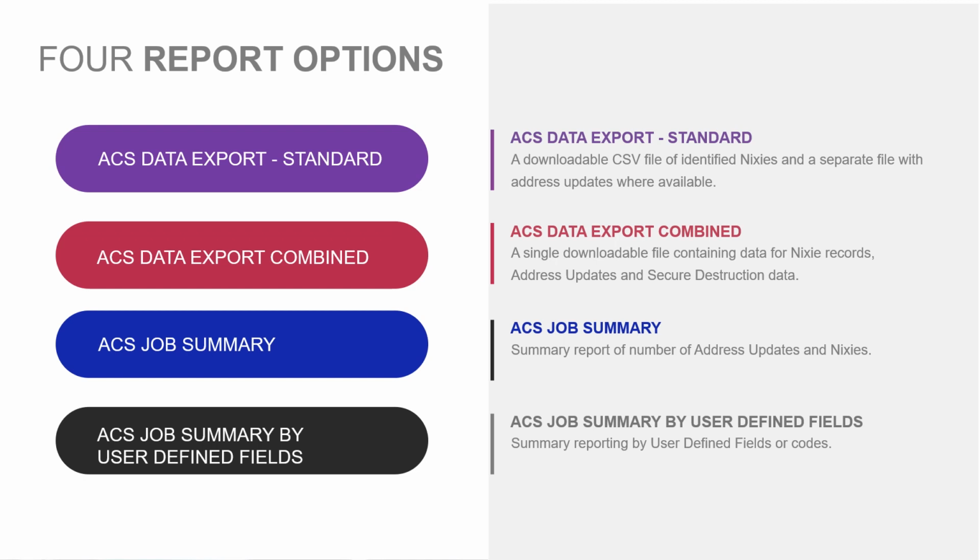Then the 2 summary reports that are available, the first is a job summary report, and this provides you with the count for the number of NICSEs identified in a particular mailing, as well as the updated addresses that have been identified. The ACS Summary Report by User-Defined Fields provides those same metrics, but divided up by your user-defined fields.